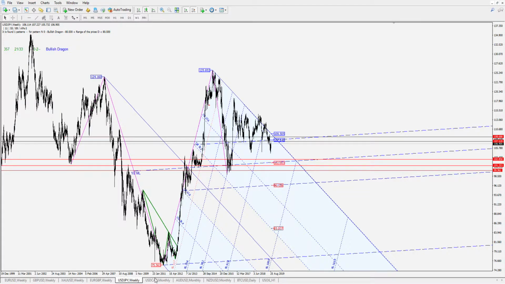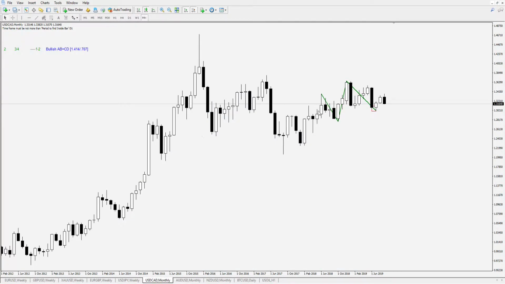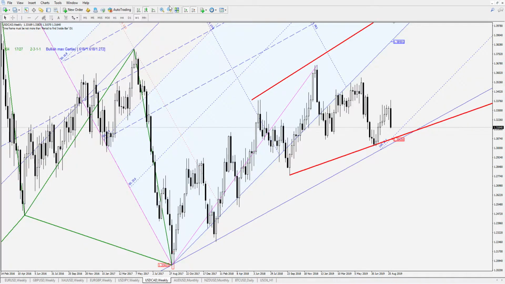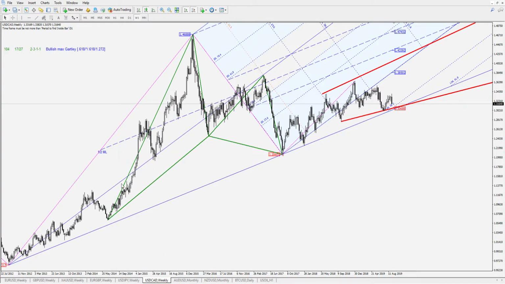So go to the dollar CAD, bullish ABCD, create a channel. So it's an ascending channel there. Yeah, bullish ABCD, weekly. There's that channel again. Now we've got an ascending pitchfork, a bullish sequence, Gartley, and ascending shift channel. So this is going to be good support, 130.68, resistance 138.50.